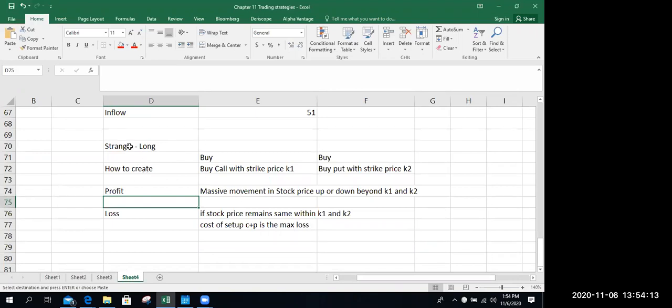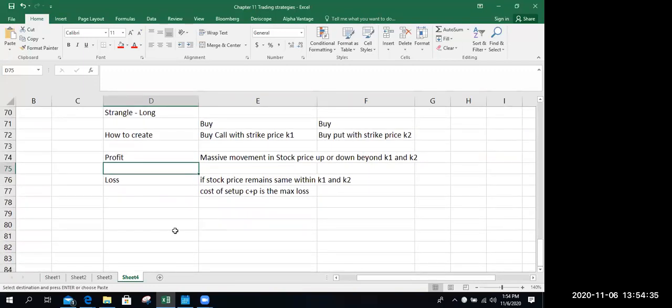Okay. So we are creating a long strangle. So how do you do a long strangle? Buy a call option with strike price K1 and buy a put option with strike price K2. Okay. When does it make money? Massive movement in stock price up or down beyond K1 and K2. Loss if the stock remains within K1 and K2. Okay, so let's do that. So we think Tesla is at 430 right now. We think at the end of the month, because of, let's say, the Berlin factory, whether it's successful or not, the stock can be below 400 or above 450.